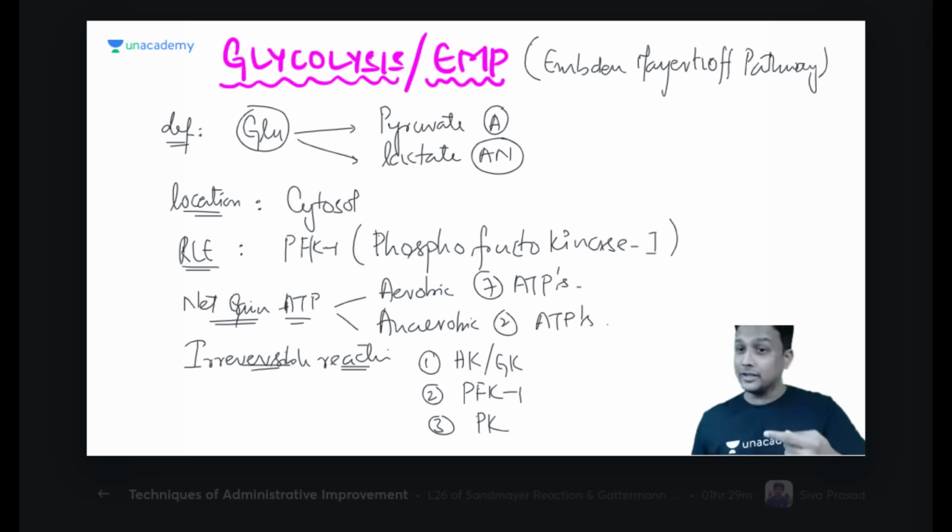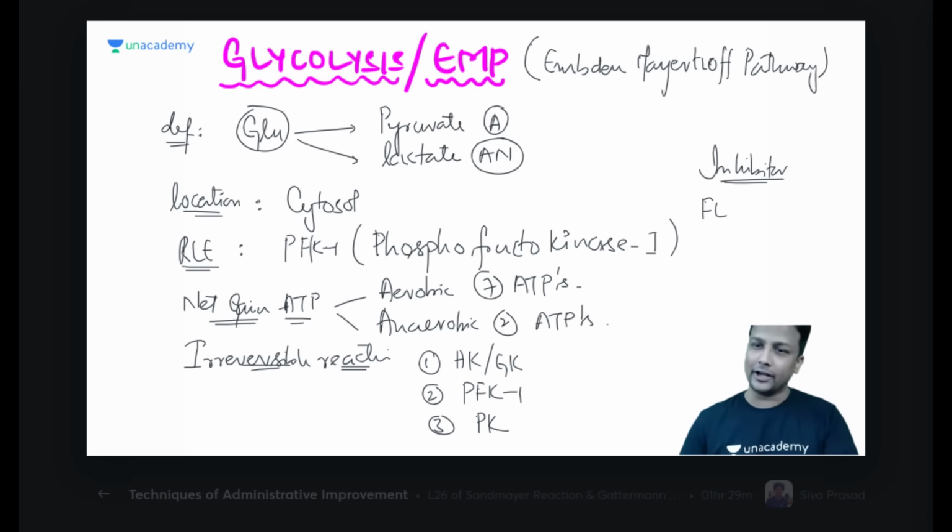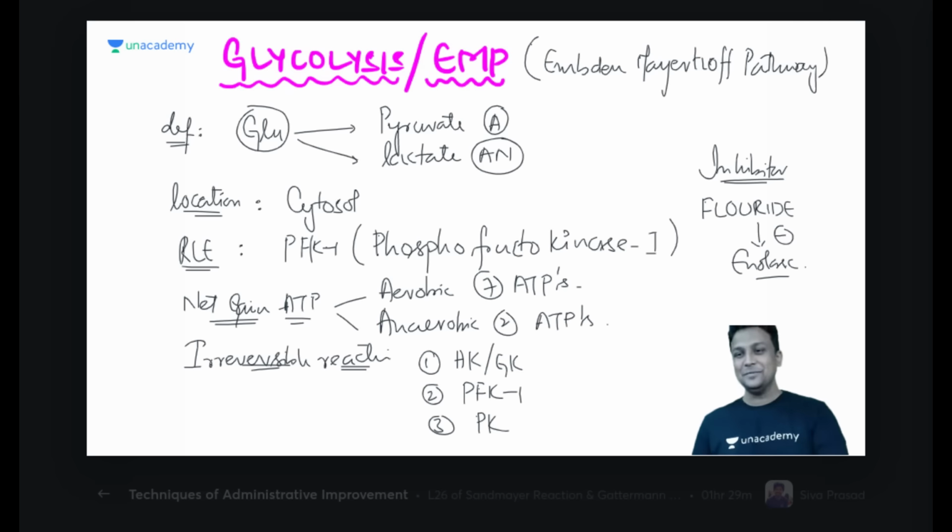Okay, so whatever points that you are able to see on the screen there, these are the important points. Along with that, you add one more point here right now, sir. Write there: inhibitor. Do we have any inhibitor of glycolysis? Of course, you have the inhibitor. What is the name of that? Fluoride. Sir, what will this fluoride inhibit? It is going to inhibit the enzyme enolase.